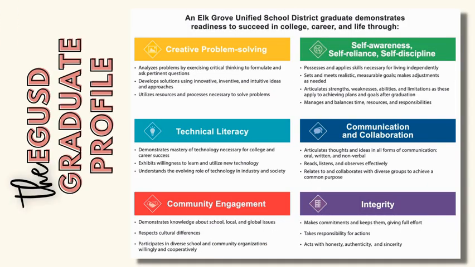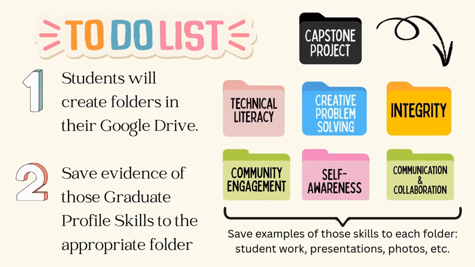Let's talk about what these skills actually are. They include creative problem solving, self-awareness, self-reliance, self-discipline, technical literacy, communication and collaboration, community engagement, and integrity. So let's review your to-do list, specifically for the fall.